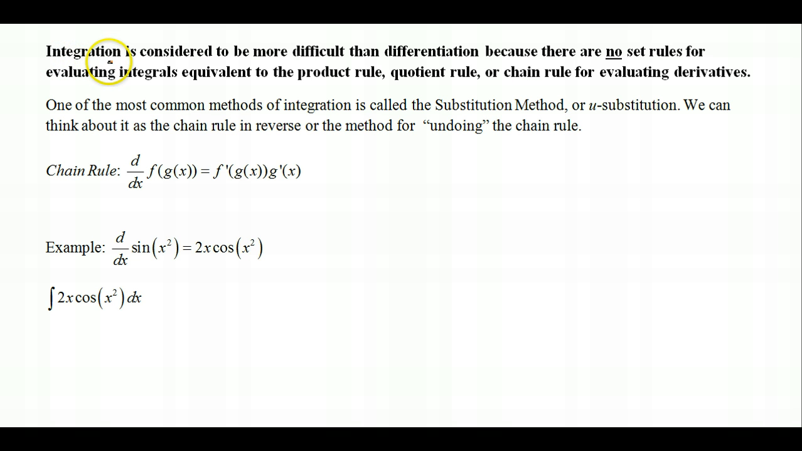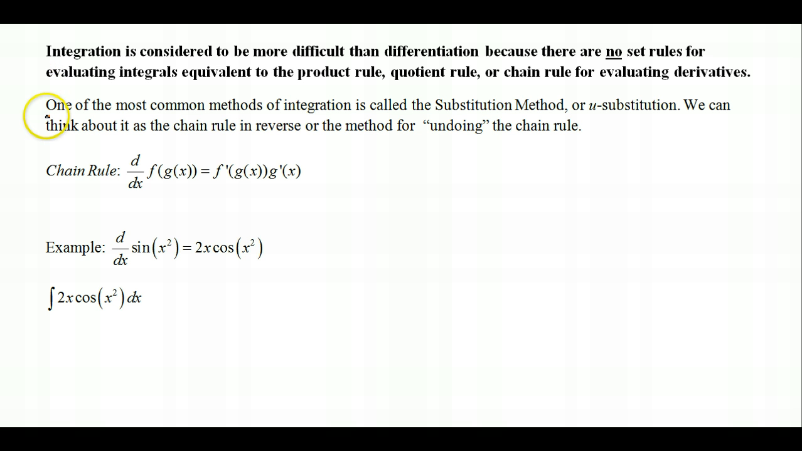Integration, or the process of finding a general antiderivative, is considered to be more difficult than differentiation because there are no set rules for evaluating integrals, equivalent to the product rule, the quotient rule, or the chain rule like there are for evaluating derivatives. So far in our hunt to find general antiderivatives, we have a couple of set rules. So we have the power rule for integrals, or the antiderivative of the exponential function, or 1 over x, or variations of trigonometric functions. But we don't have a set collection of rules to find general antiderivatives.